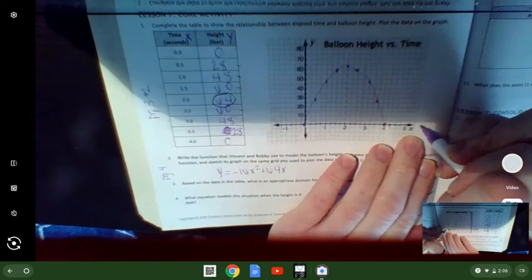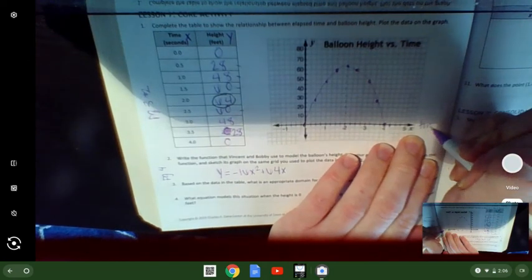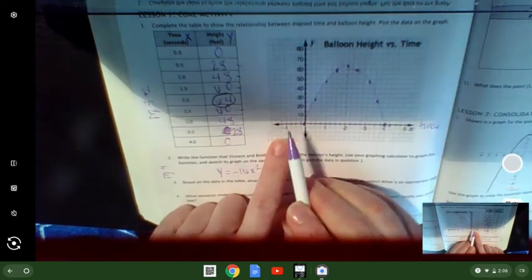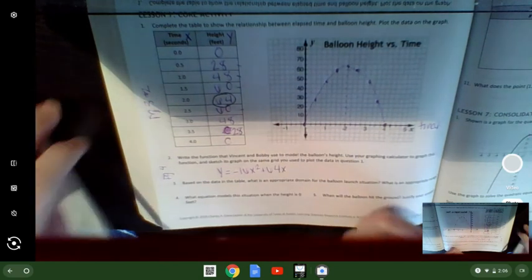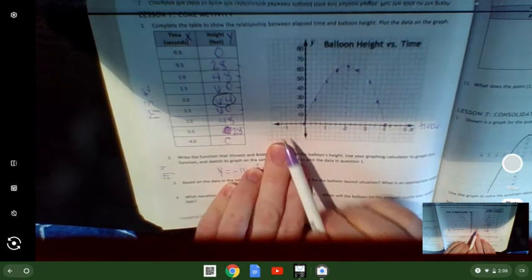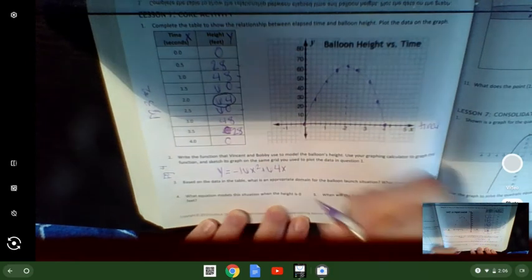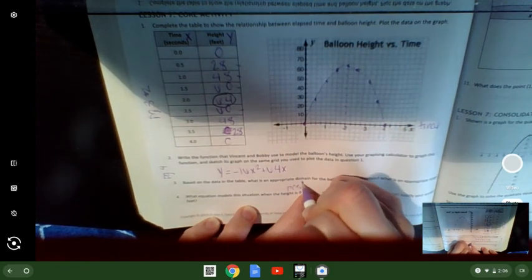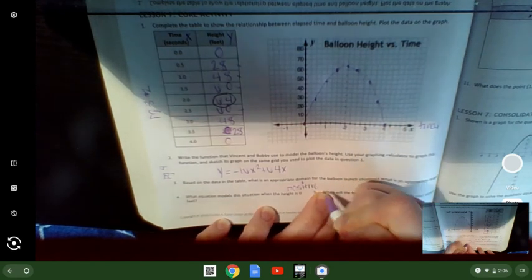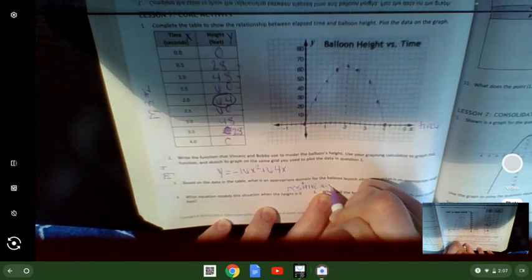X represents time. My question for you, can you have a time of -1 seconds? The answer is no. Whoops, I just threw my pen at my computer. Time has to be positive. So for my domain, I'm going to say positive x values.